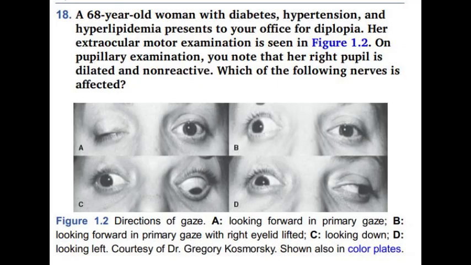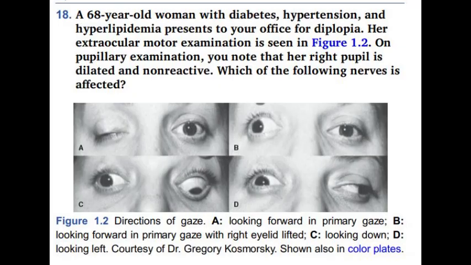For picture B, this patient had assistance and someone is trying to lift the eyelid up. But take a look, the patient is still in the primary gaze, and the patient's right eye is laterally displaced. Even though she's looking at us in the primary gaze, the right eye is still displaced. And what does this tell us? This tells us that she has weakness in her extraocular muscle.